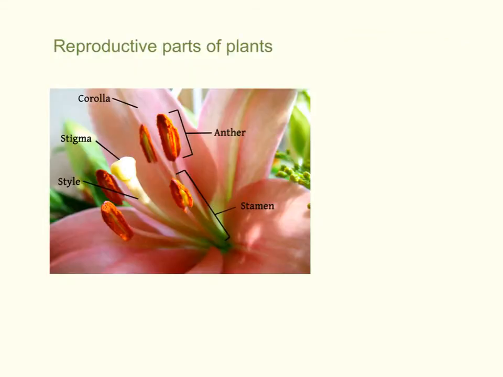So just going through the reproductive parts again, the anther is the little pollen-covered ball at the top, up here. The stamen is the long part that holds the anther up, and the stigma is the very top of the female reproductive part, and the style goes down to the bottom, and the ovule will be down the bottom here.